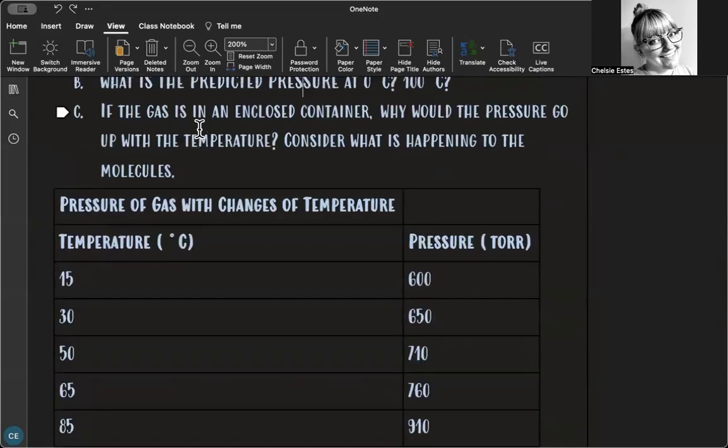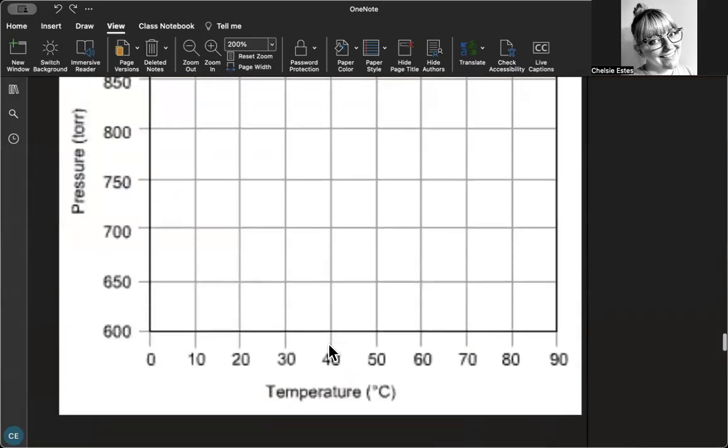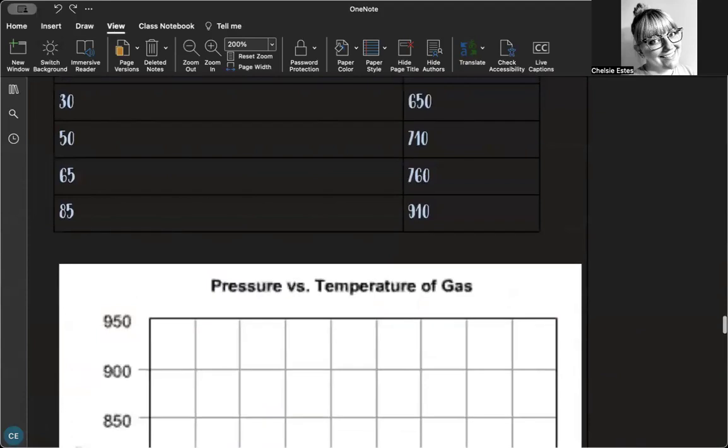If the gas is in an enclosed container, why would the pressure go up with the temperature? Consider what is happening to the molecules. Remember what happens to molecules between solid, liquid, and gas states. What do we know happens to those molecules to change how they are arranged and interacting? That we could potentially also explain why an increase in pressure.